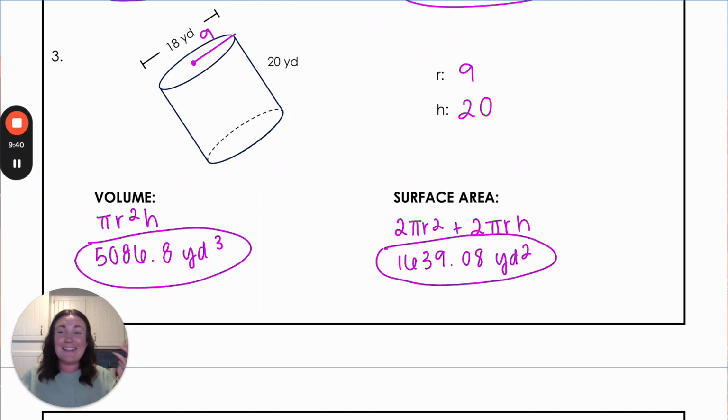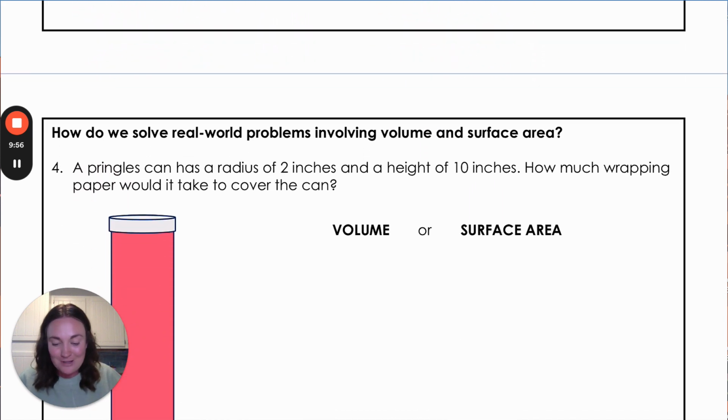Pause the video here and try this one out for yourselves. Okay, go ahead and check your work and see how we did. Should have gotten 5086.8 yards cubed for volume and 1639.08 yards squared for surface area. All right, hopefully now that we're feeling comfortable with these formulas, let's take a look at some word problems.